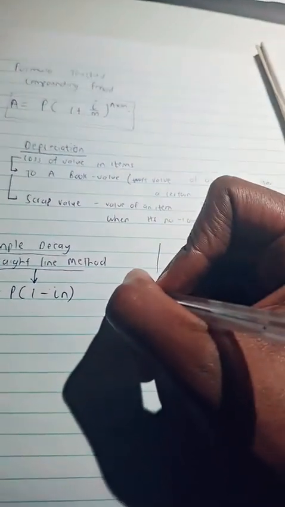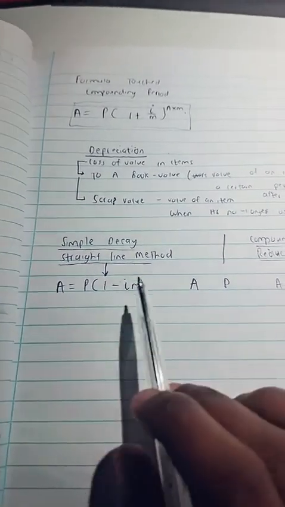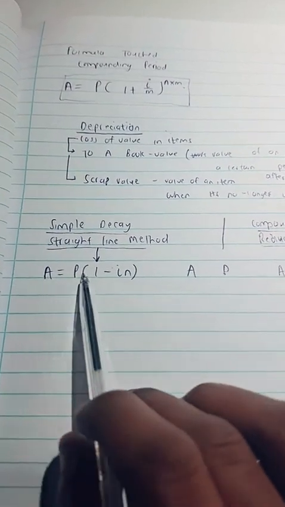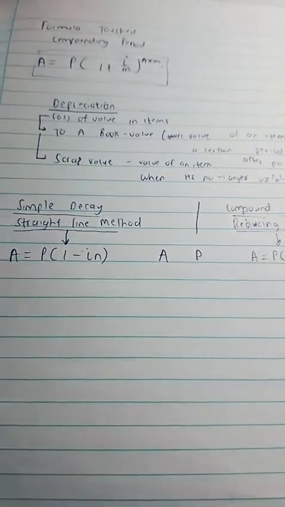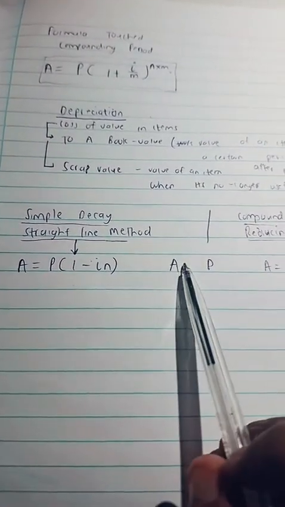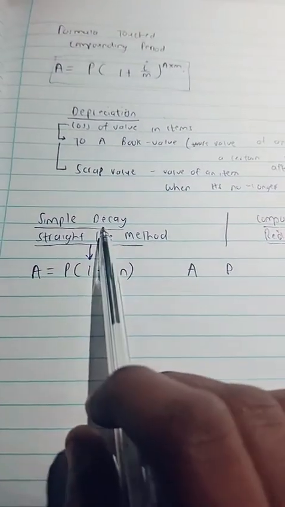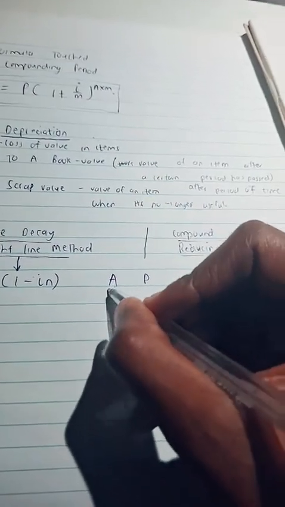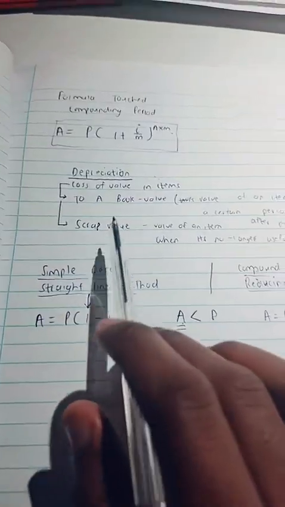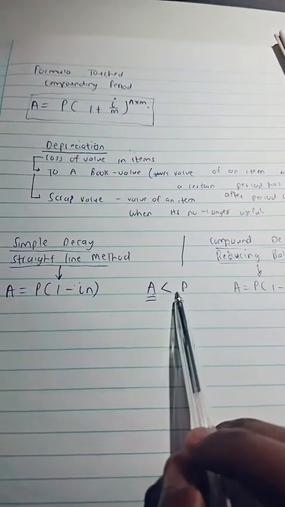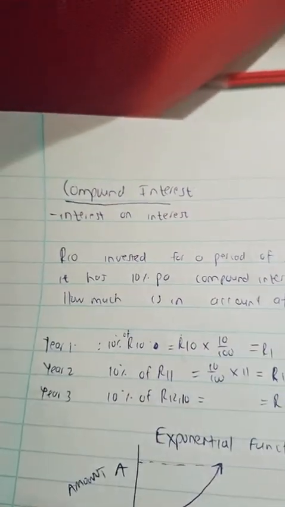Now, of course, if you look at your A and compare it to your P, who is going to be big and who is going to be small? Remember, this is the item's amount after a period of time. We would say it's the accumulated amount when we are talking about compound interest or simple interest. But since we are talking about decay, this amount A will not be greater than P, it will be less than P. That's what we are expecting when we are talking about depreciation: A is going to be less than P. Whereas if we are talking about compound interest and simple interest, then A is going to be greater than P.